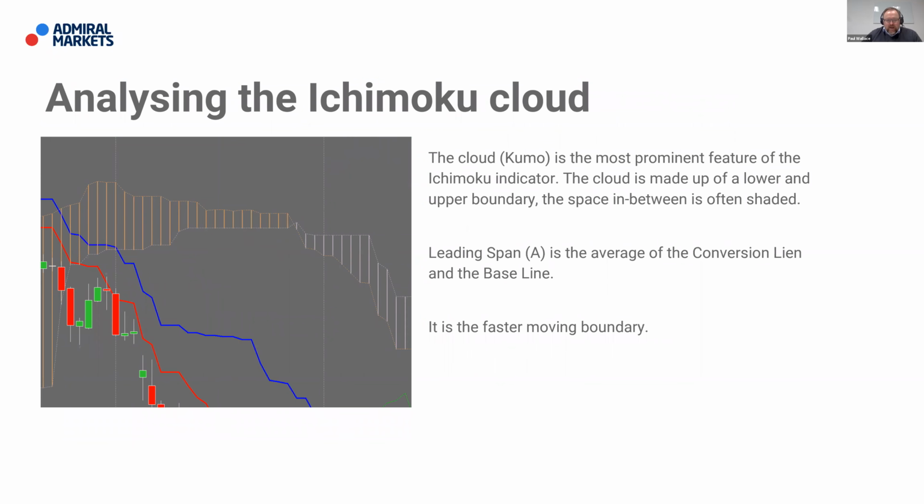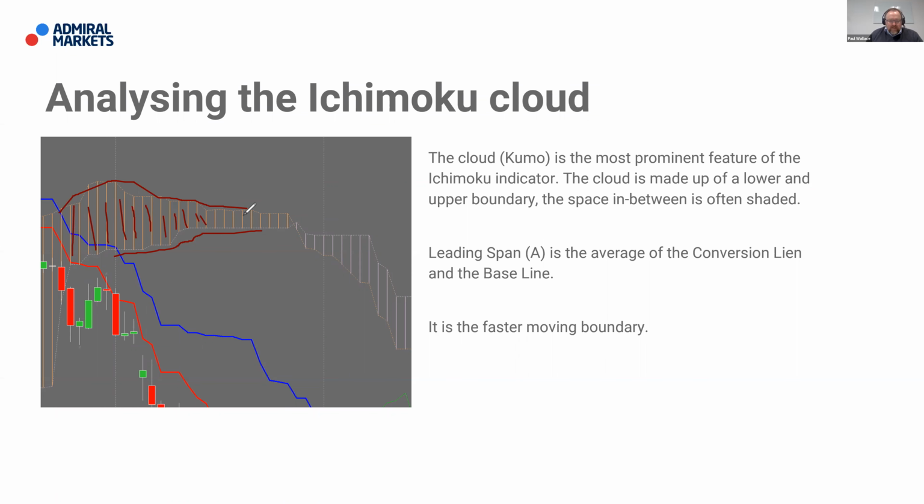So that was the conversion line and the baseline. But let's have a little look at the Ichimoku cloud now. The cloud, or Kumo, is the most prominent feature of the Ichimoku indicator. The cloud is made up of a lower and upper boundary, and the space in between is often shaded, and that's what we see, okay? That will be the upper boundary, and this is the lower boundary. And that space in itself can be useful to us too.